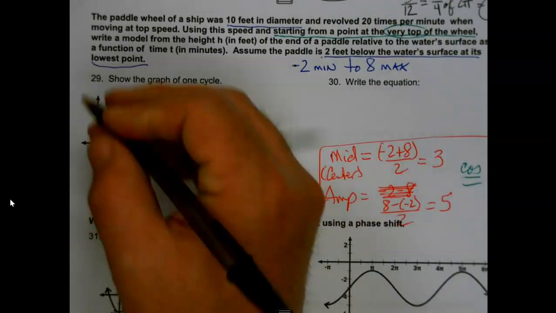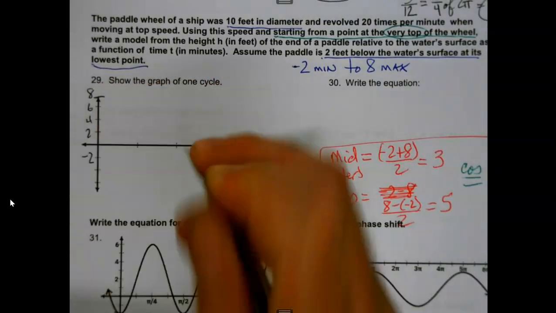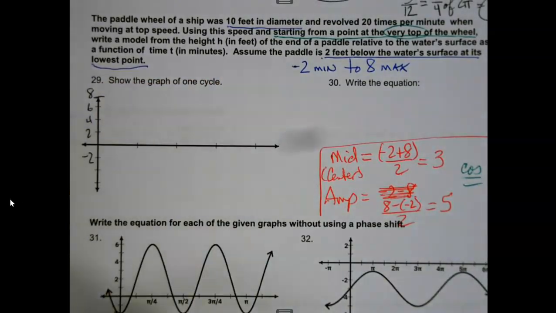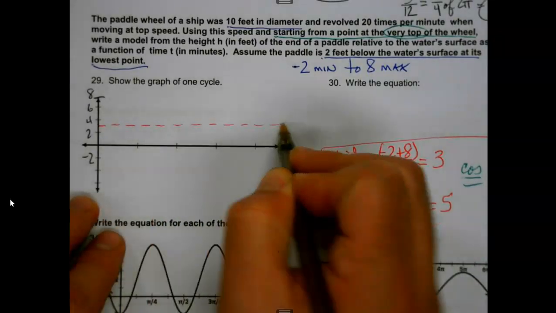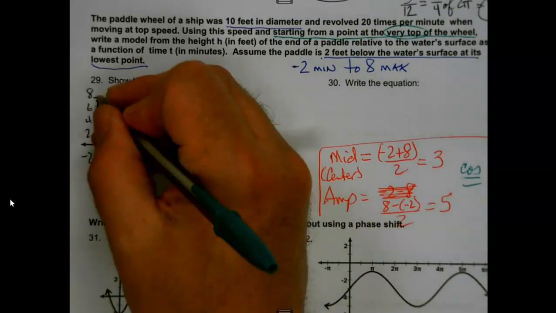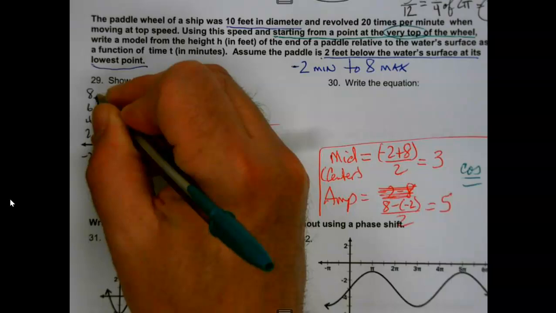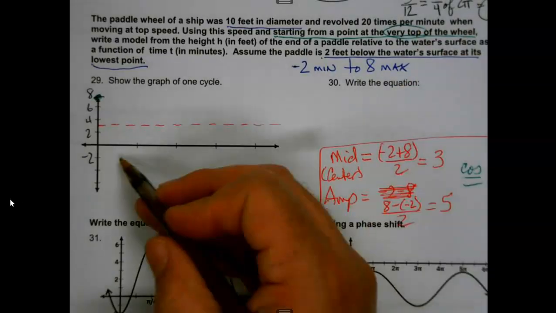Let's see here. 2, 4, 6. I'll make one more line. 8, as low as -2. I know my center is at 3. So if I'm starting at the very top, I'm starting at 8. And I also, at this point, if I take just a moment here, can figure out what these values are going to be.